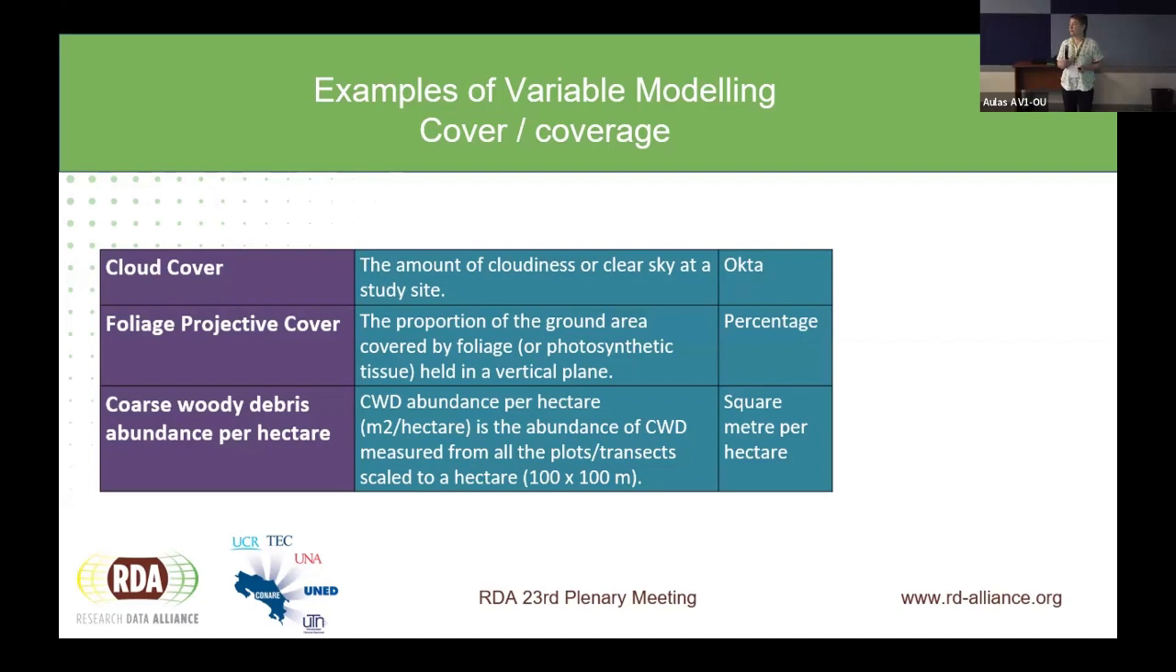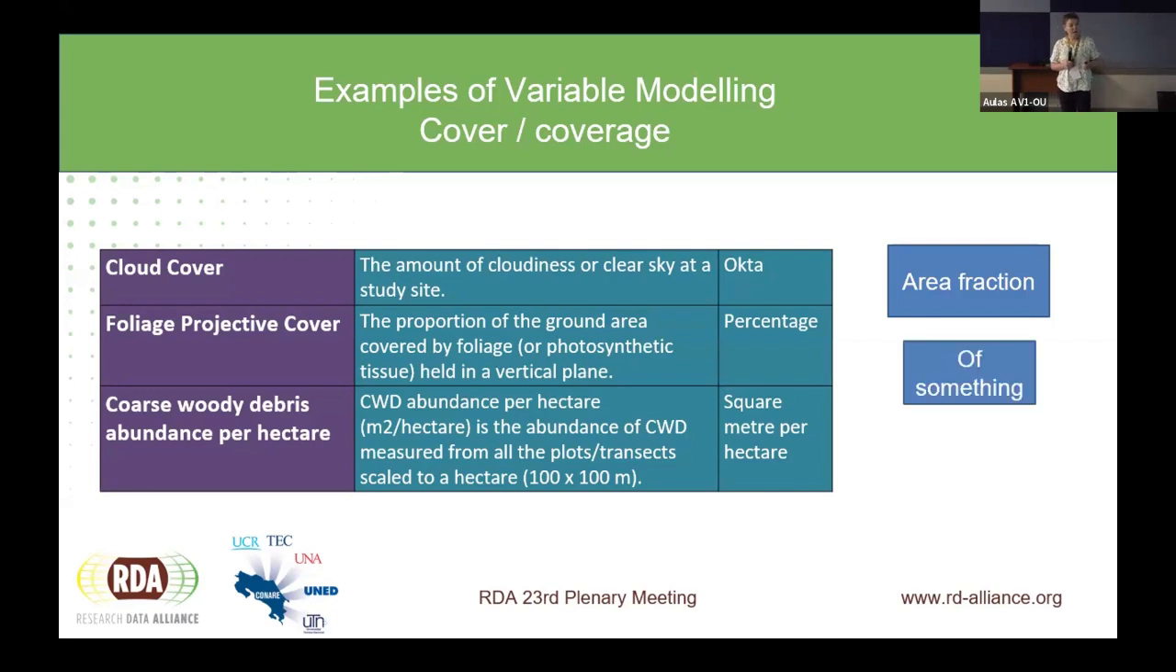The cloud cover is based on an octa scale, so the sky being divided by 8, and then the number of eighth sections covered by cloud. The foliage projective cover was a percentage, and the woody debris abundance per hectare was in square meters per hectare. So how can we find a common element there? When you think about those 3 variables, they're all area fractions, of something in or on something.